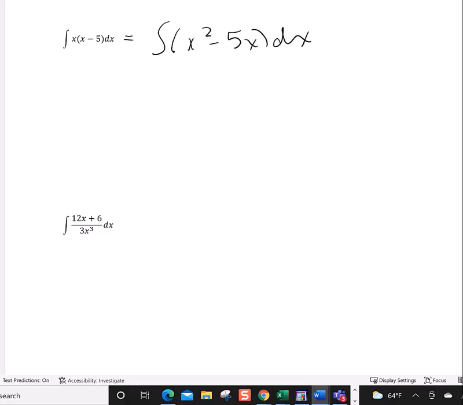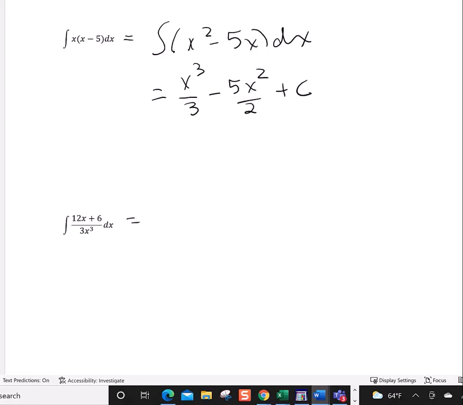Now I can apply the power rule. So this is x cubed over 3 minus 5x squared over 2 plus c. It's important that you first multiply before you integrate. You would not get the same thing if you tried to integrate first and then multiply. So simplify before you use the power rule.